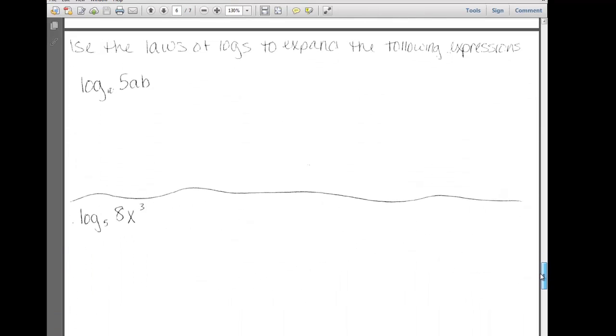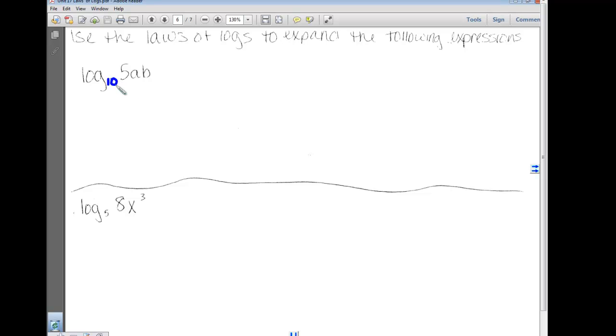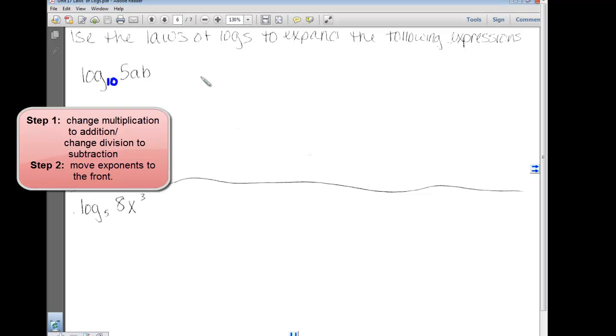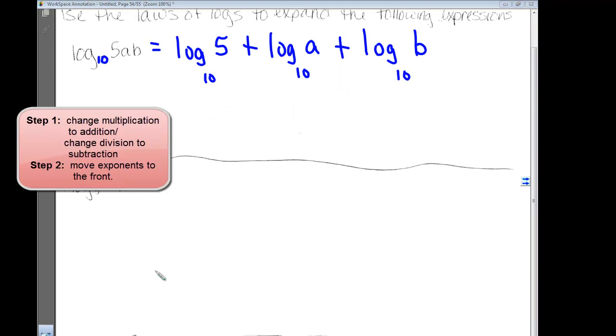We're going to use these laws of logarithms to expand the following expressions. We're not solving, we're just expanding right now. I have log base 10 of 5 times a times b. It says when I multiply, I'm going to separate each piece and put a plus in between them. So this is equal to log base 10 of 5 plus log base 10 of A plus log base 10 of B. And that is the answer.